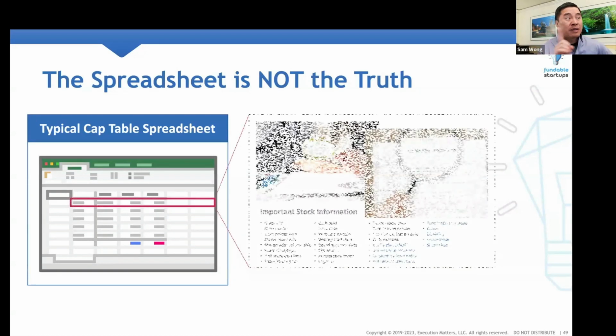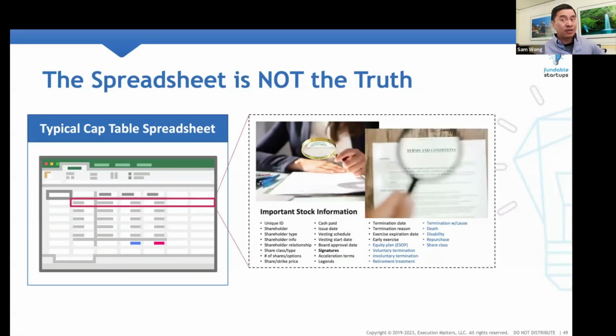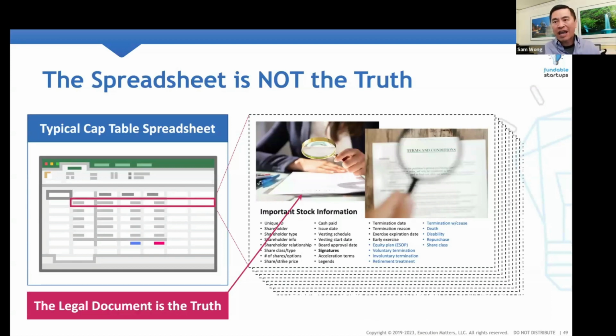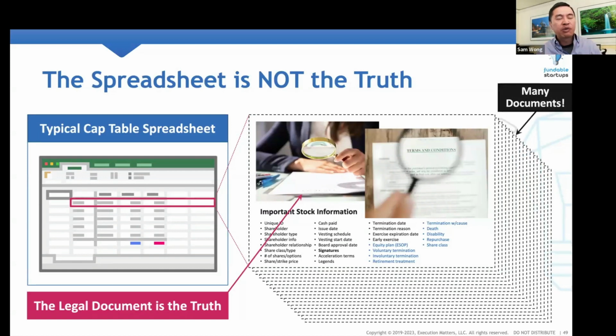And we've already talked about the stock information that you have to capture. See all those little bullets? I didn't even put all the bullets that you need to capture. Okay. Whenever you do a stock grant, you need to capture stuff like this. So if you have multiple founders, the documents are the single source of truth. And every time you do a grant to a founder, to a new employee, to an advisor, you're going to have this grant document with all that stock information that you have to capture. You're going to have many, many documents.